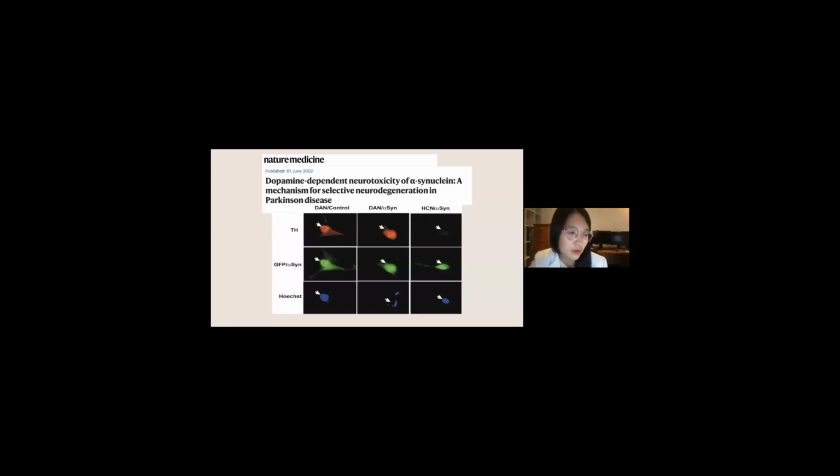Why are dopaminergic neurons selectively lost in the PD brain? A study published in Nature Medicine suggested a potential mechanism for the dopamine-dependent neurotoxicity of alpha-synuclein in the PD brain. Alpha-synuclein in cultured human dopaminergic neurons results in apoptosis that requires endogenous dopamine production and is mediated by reactive oxygen species. In contrast, alpha-synuclein is not toxic in non-dopaminergic human cortical neurons, but rather exhibits a neuroprotective pathway.